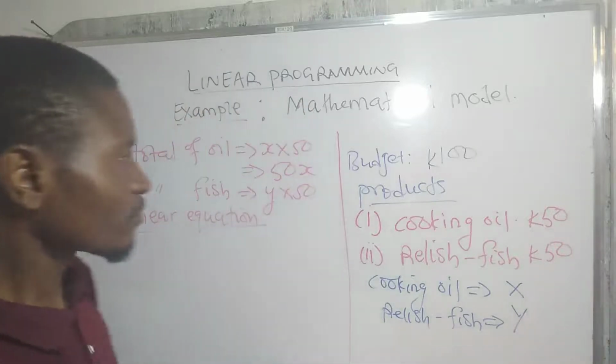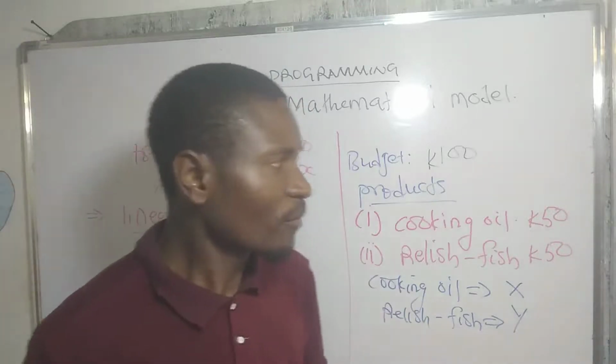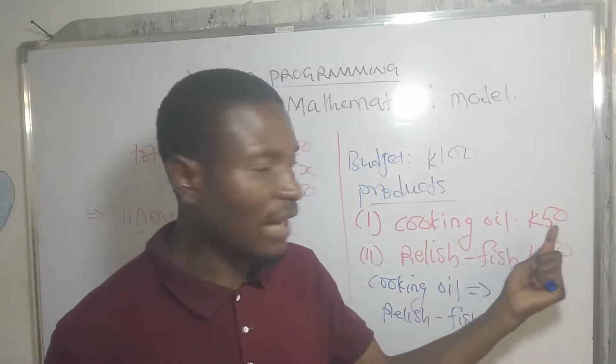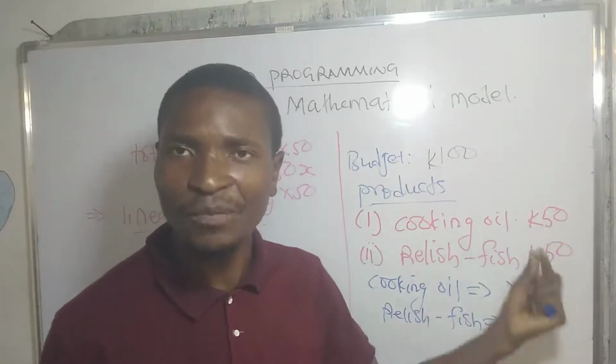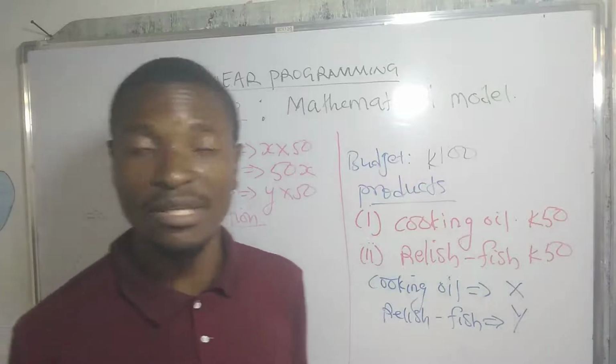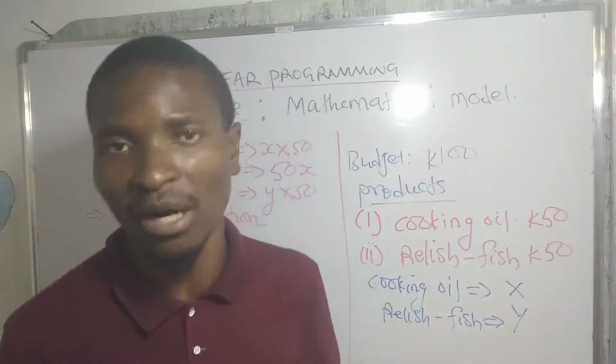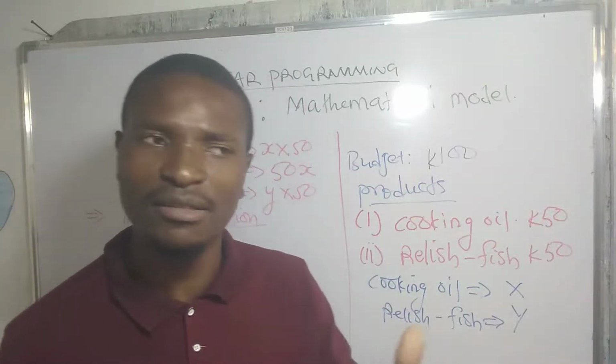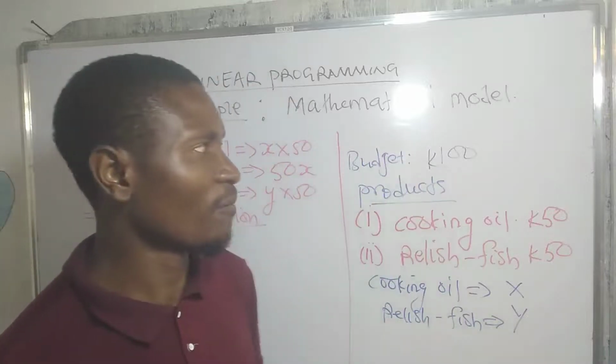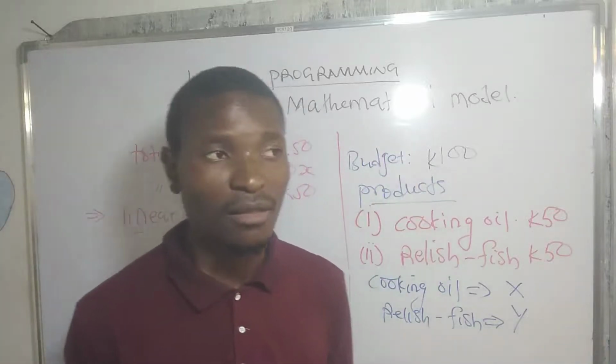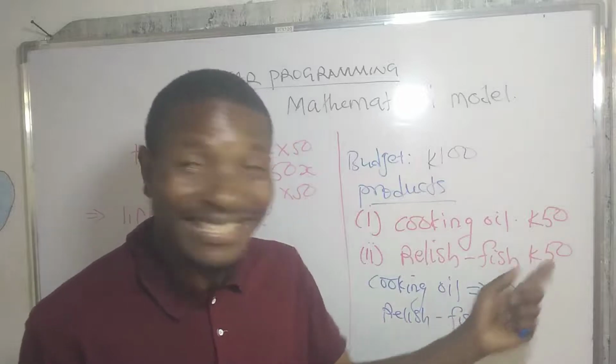Okay, so now when you come back to this one, when you add 50 plus 50, you are going to get 100, and that is what we want. The only way we can minimize how much we are going to spend is to stick to a budget.